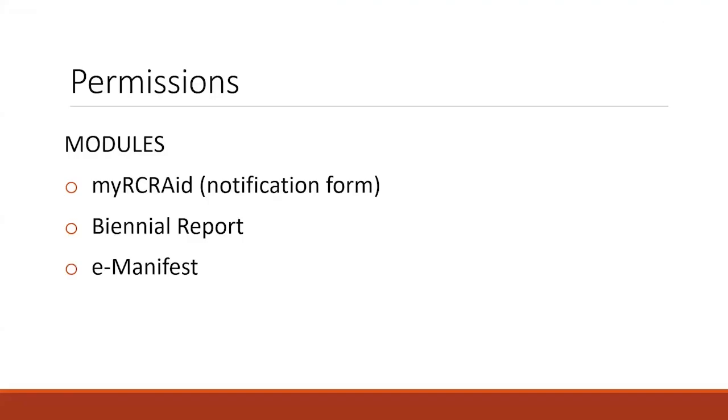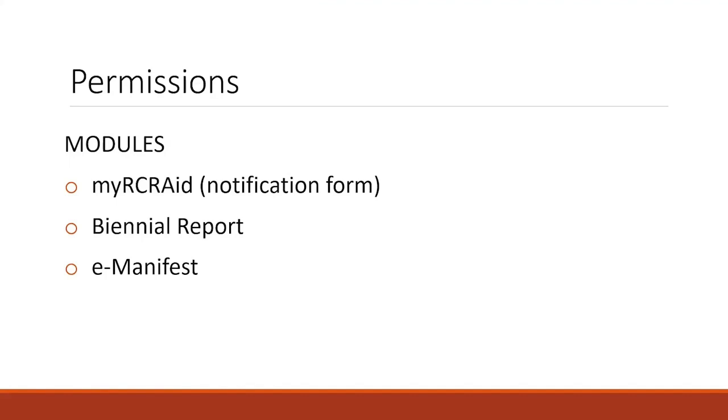And then there's a module for eManifest where you can see all of your manifests once the treatment, storage, and disposal facility uploads them into the system. So some new information, as many of you know, starting on January 22nd, 2025, the treatment, storage, and disposal facilities are no longer required to send back a paper copy of your manifest. And you need to pick up your manifest copies in RCRAInfo in the eManifest system.